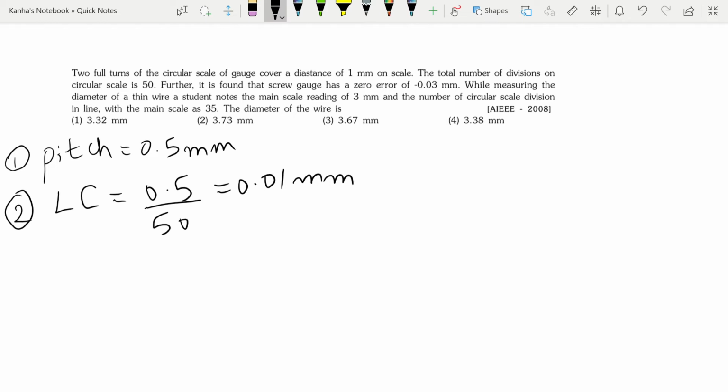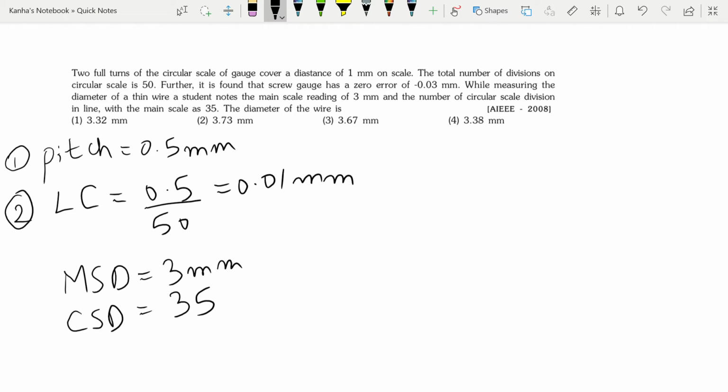Now next, what is given? While measuring the diameter of a thin wire, a student notes a main scale reading of 3 millimeter. Let's write this down. I have a main scale reading of 3 millimeter. The number of circular scale divisions in line with the main scale is 35. What this means is your circular scale division is equal to 35. When you're reading it, it is similar to a vernier caliper, in which whatever circular scale division coincides with the main scale reading, that much is the reading from the circular scale.